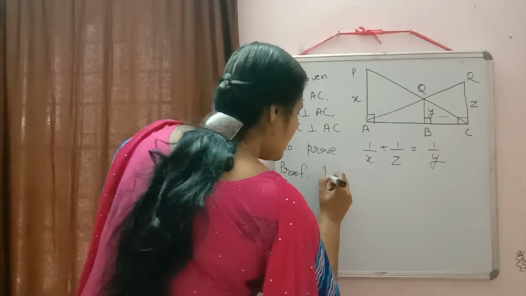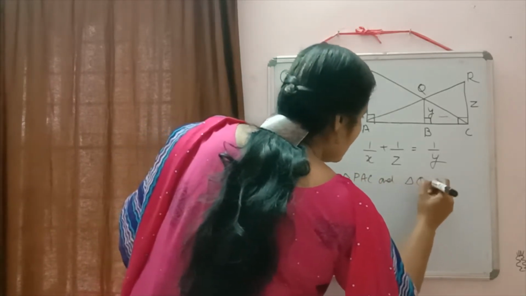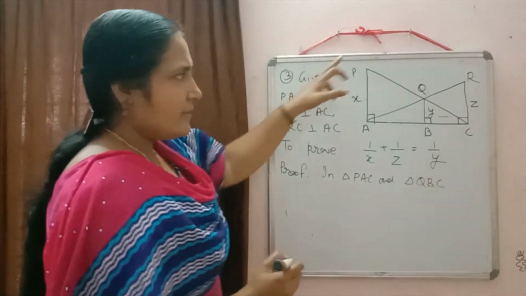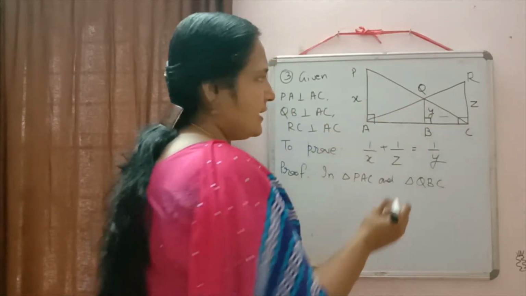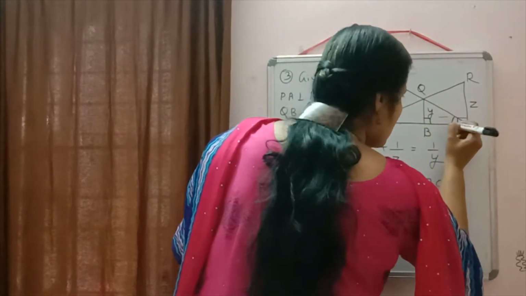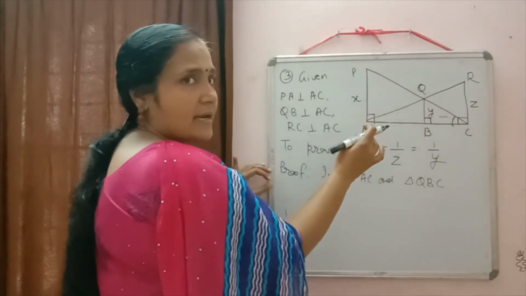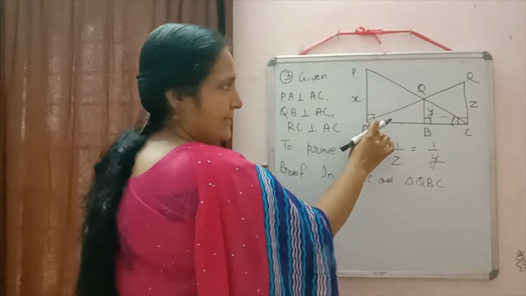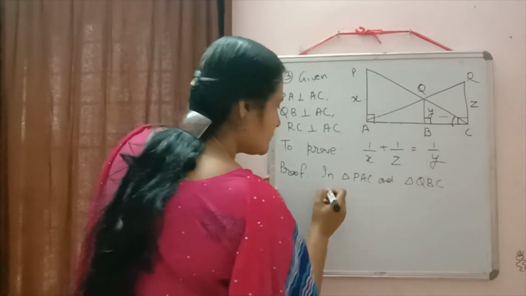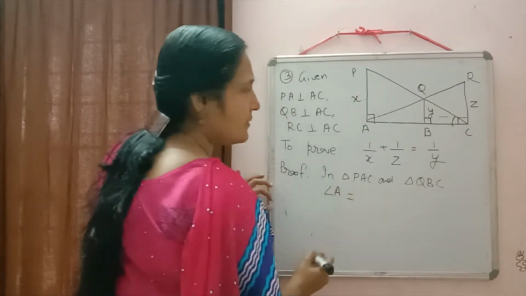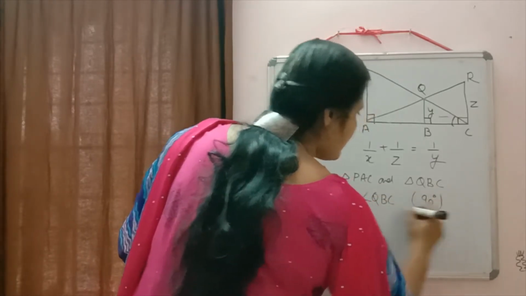So just write down, in triangle PAC and triangle QBC. QBC means we are taking only this portion of angle C there. In triangle PAC, is there any angle? Yes, we have angle A 90 degrees. And in triangle QBC, we have angle B 90 degrees. So first we can write angle A is equal to angle QBC. Reason: 90 degrees.